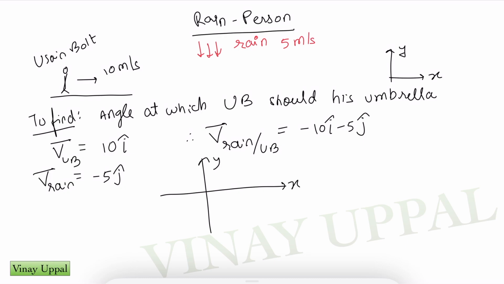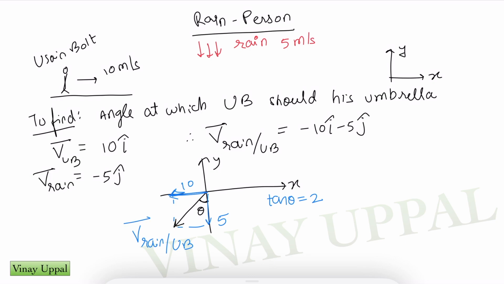So the vector you can see is in the third quadrant, and the angle with the vertical, usually they ask you the angle with the vertical. You can see the y component of this velocity of rain vector with respect to the person is 5 and the x component is 10. So tan theta would be 2. So the angle with the vertical at which Usain Bolt should hold his umbrella is tan inverse 2.